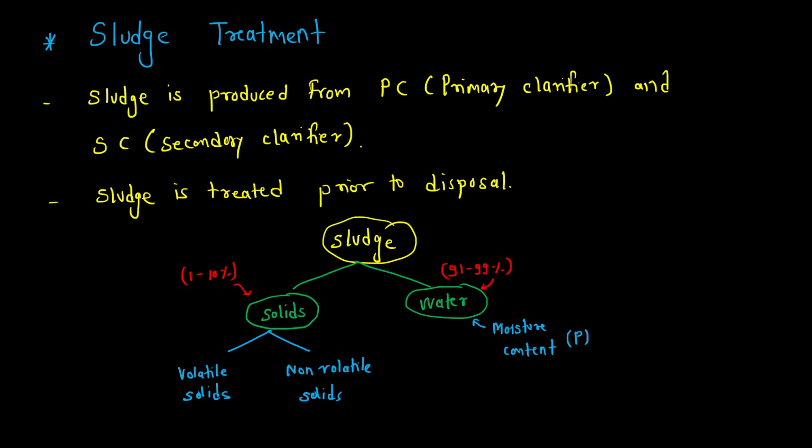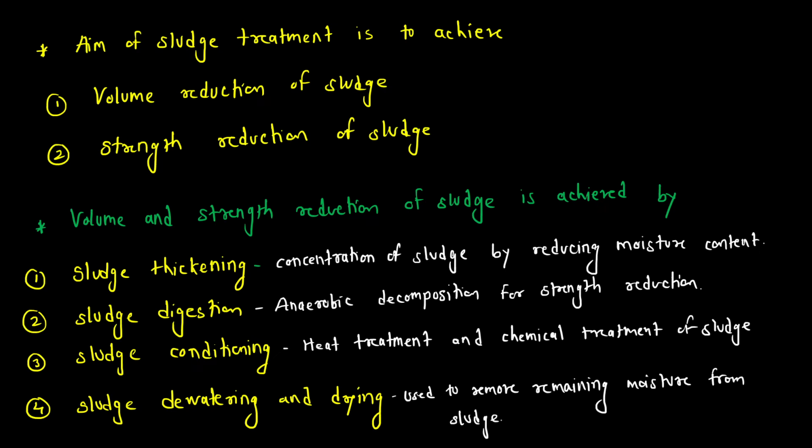So in the sludge treatment, we have seen in the previous videos that the sludge is composed of two main things. One is solids and second is water. The water we are calling moisture content of sludge, and these solids are classified into volatile solids and non-volatile solids. Then what is the aim of sludge treatment?